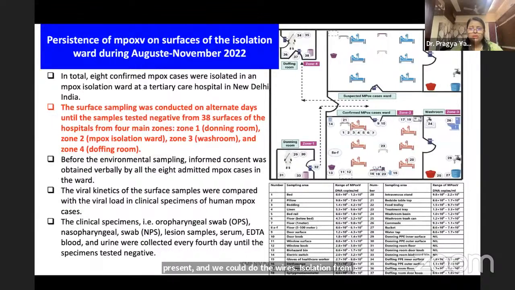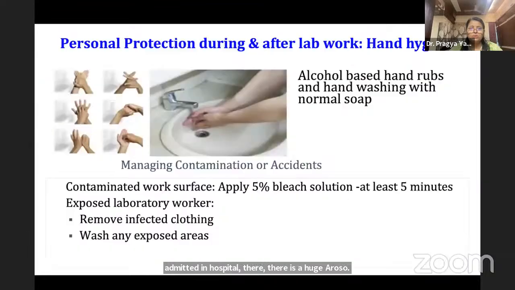Why we did this study was to understand that whenever cases are admitted in hospital, there is a huge aerosol and live virus present, which can also lead to hospital-generated infections. There were many studies done by CDC and the US. They reported such cases where health workers got infected when they were present in hospital.